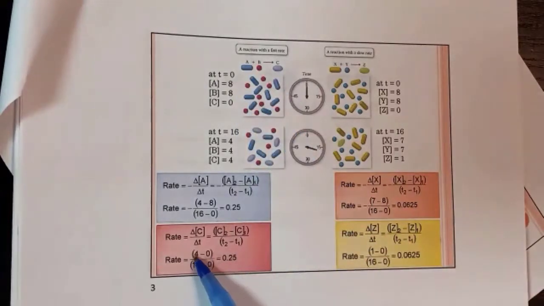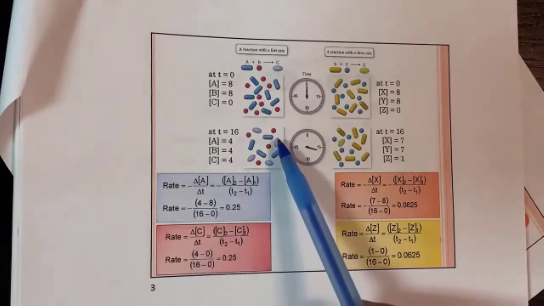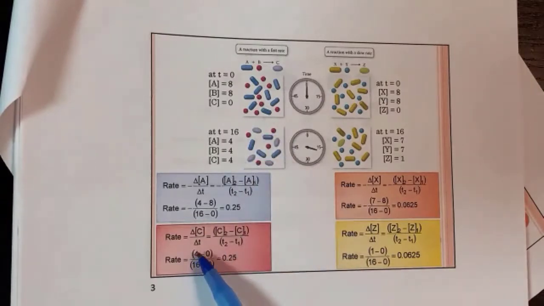So initially, final minus initial is 0 here. And then final here, you have 1, 2, 3, 4, so you put 4. Now, because it's a product, we don't need a negative sign in front of it. So 4 minus 0 over 16 minus 0, you get 0.25.